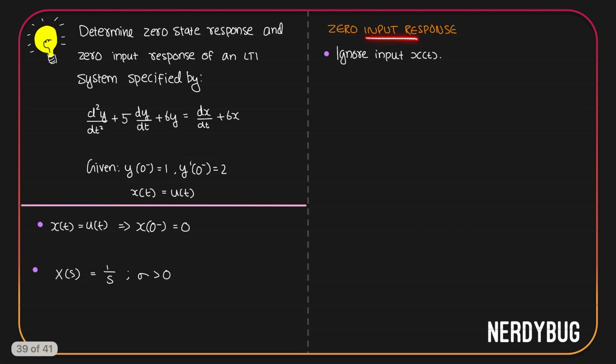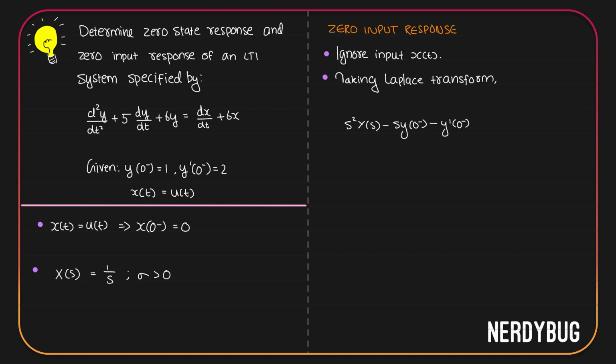Let us find the zero input response now. For that we have to ignore the input x of t, but we have to take into consideration the initial conditions. y of 0 minus, y dash of 0 minus and x of 0 minus have to be taken. But x of 0 minus is 0 anyway, so we can ignore that. Let us take the Laplace transform. The first term is d square y by dt square. Considering the initial conditions, its Laplace transform is going to be s square y of s minus s y of 0 minus minus y dash of 0 minus.